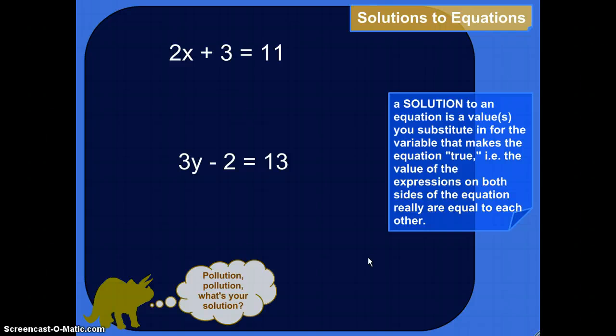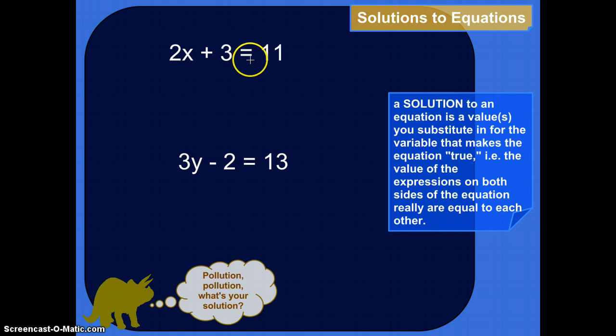See, now you're getting into the real algebra, so this is exciting. And I just want to talk about what we mean when we say the solution to an equation. What does it mean to solve an equation, or what is this when you get the solution to an equation? What does that mean? Well, let's back up and talk about what an equation is.